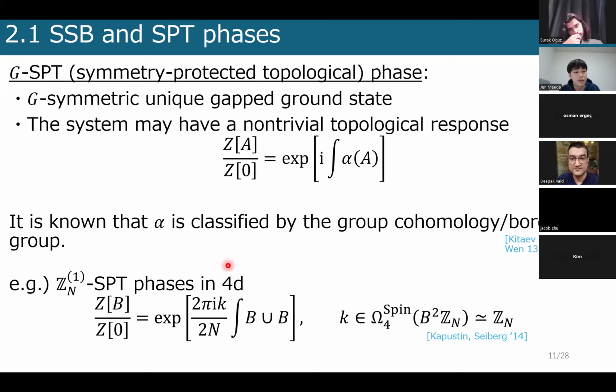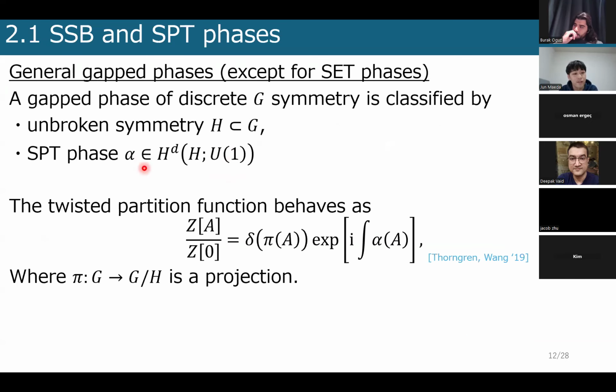So I explained the SSB phase case and the SPT phase case, but we can consider more general gapped phases, just by combining the SSB phase and the SPT phase. And actually there is another possibility, the SET phase, but I will explain the SET phase later. So here I will focus on gapped phases except for the SET phase.